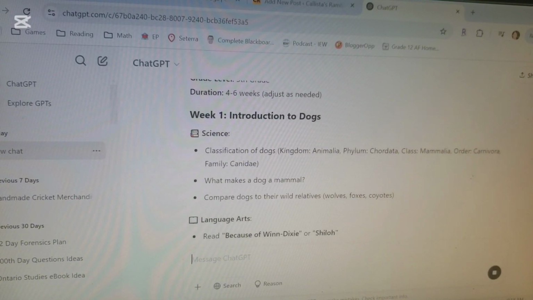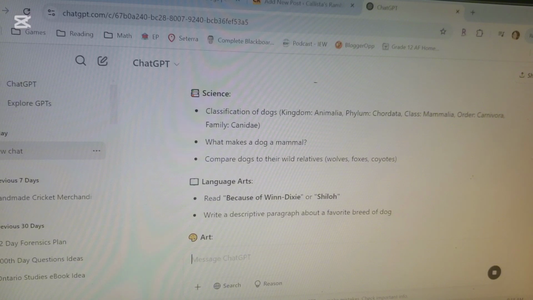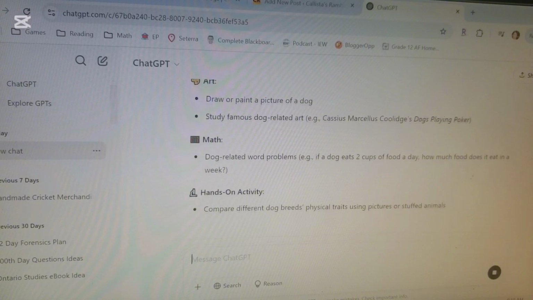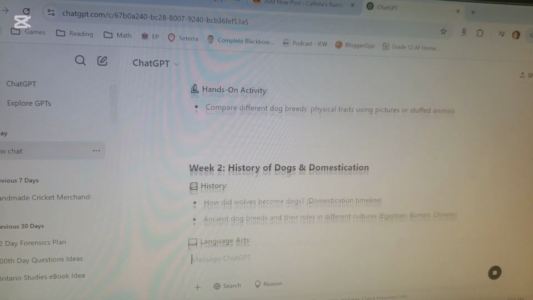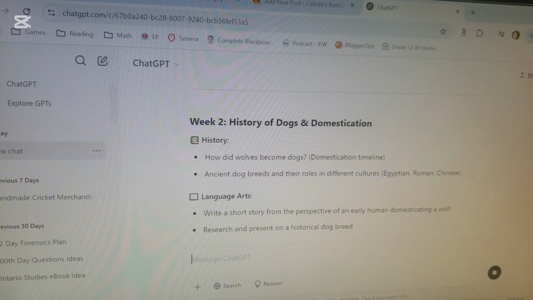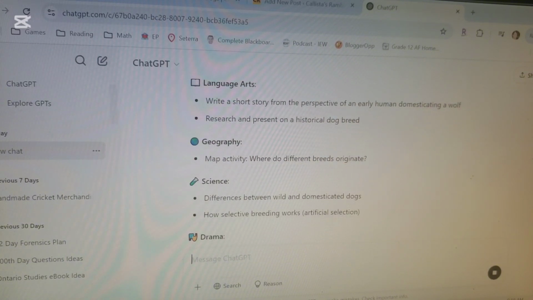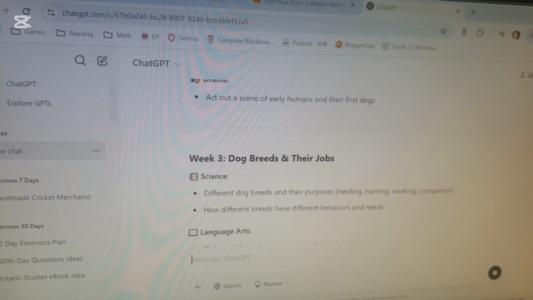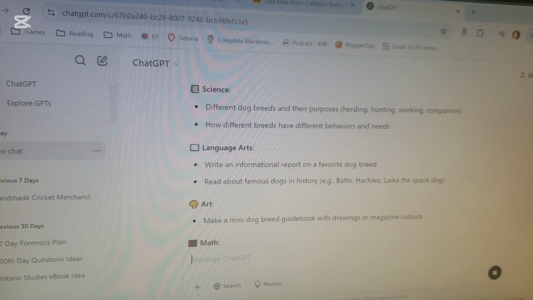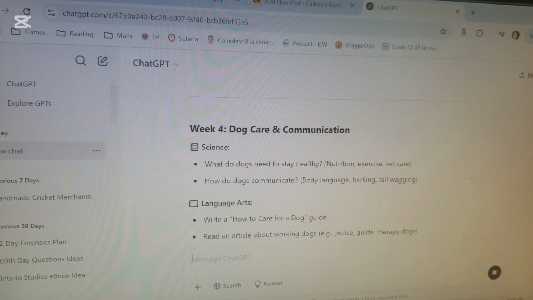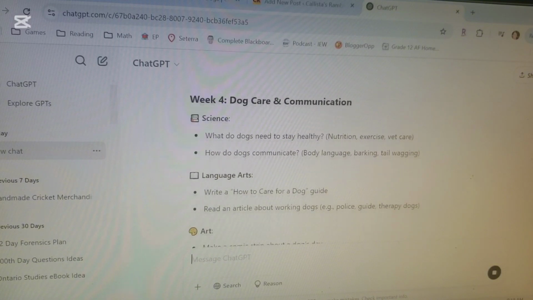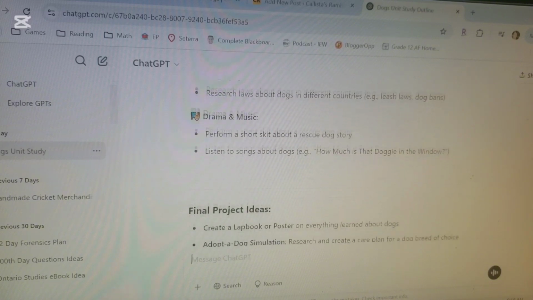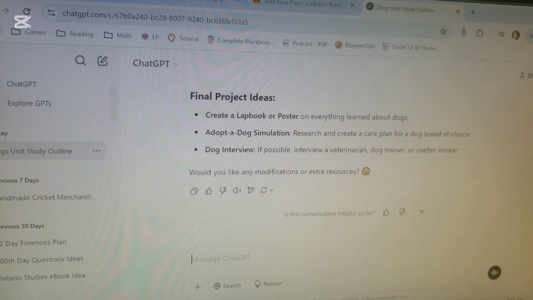Right now it says week 1, introduction to dogs, science, language arts, art, math. I didn't specify what we wanted to do. So hands-on activity. Week 2, history of dogs and domestication. This is actually something I might do with my kid next year. It sounds fun. Dog breeds and their jobs. Dog care and communication. Dogs in society. And a final project outline.